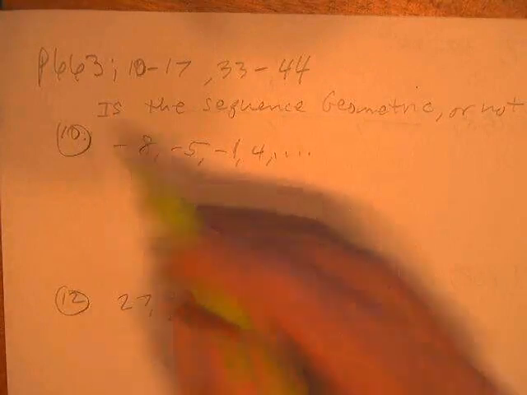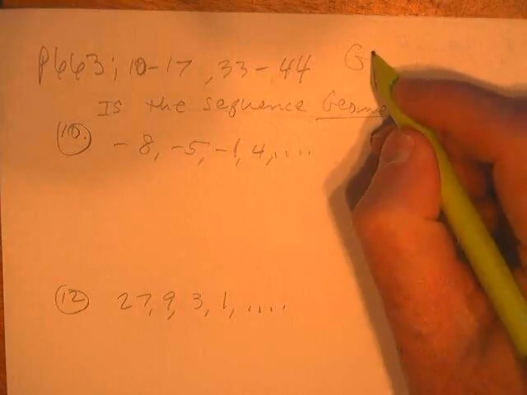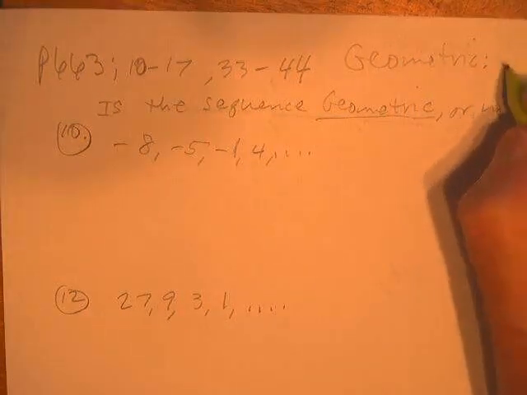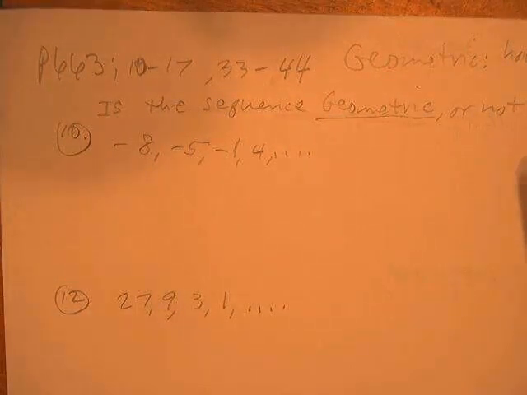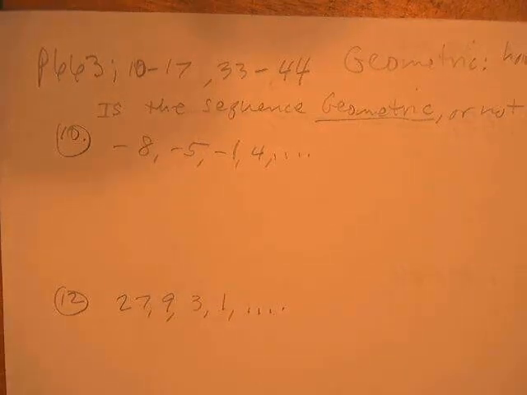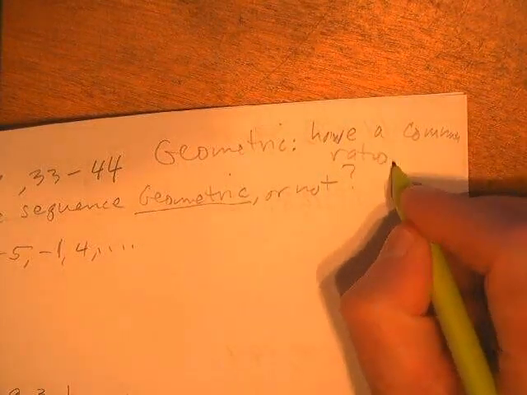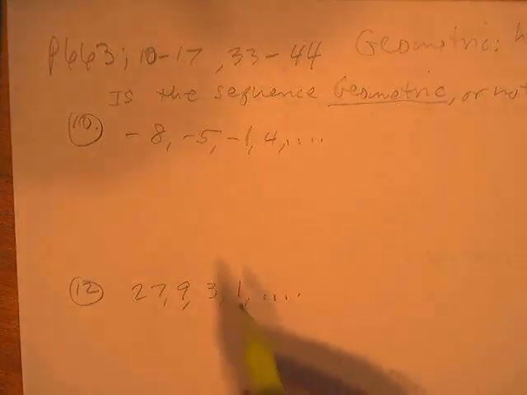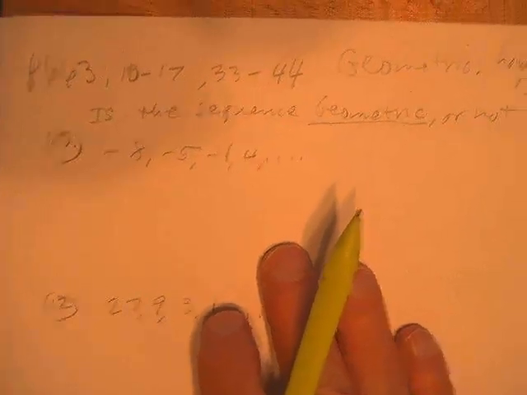Here we go with the geometric sequence. So these are geometric, okay, and they have a common ratio. So if the common ratio in this sequence isn't the same every time, then we're going to say, no, this one's not geometric. So here's what you do.